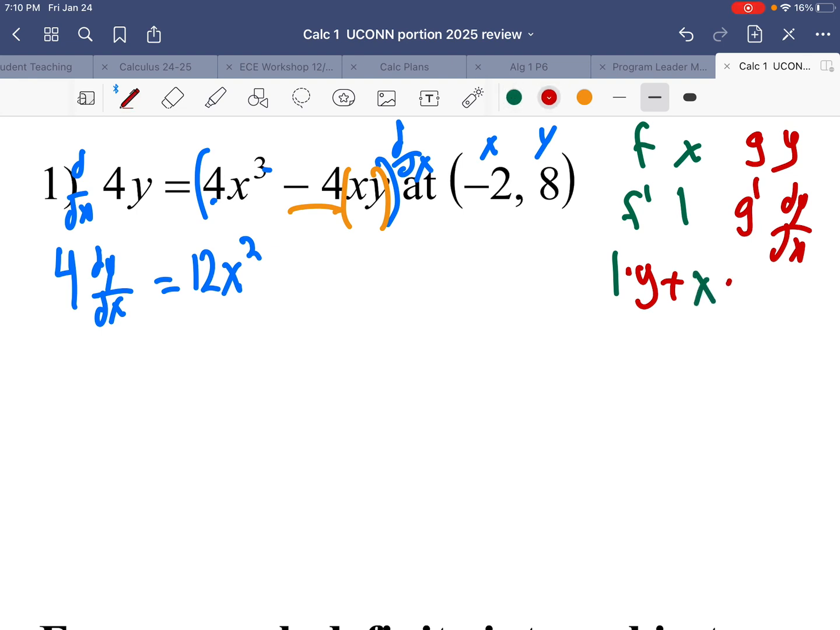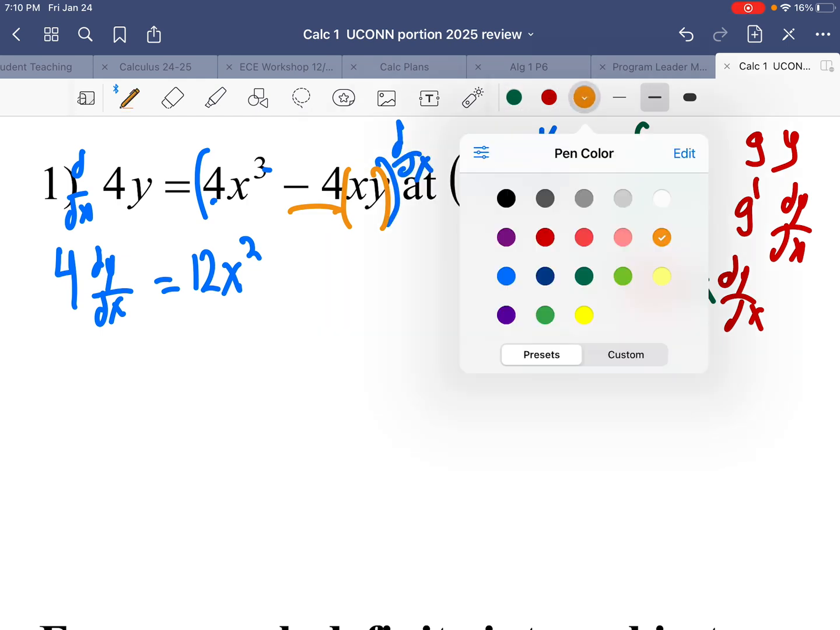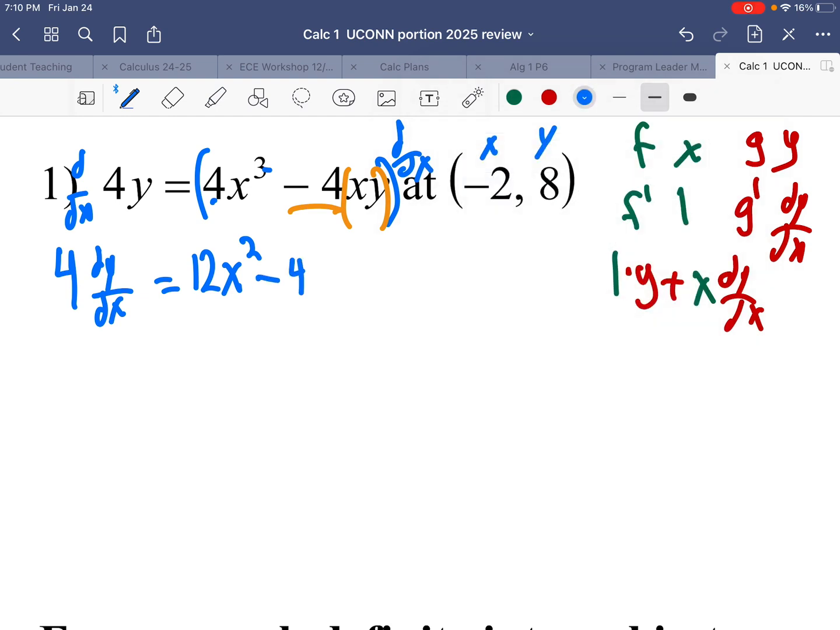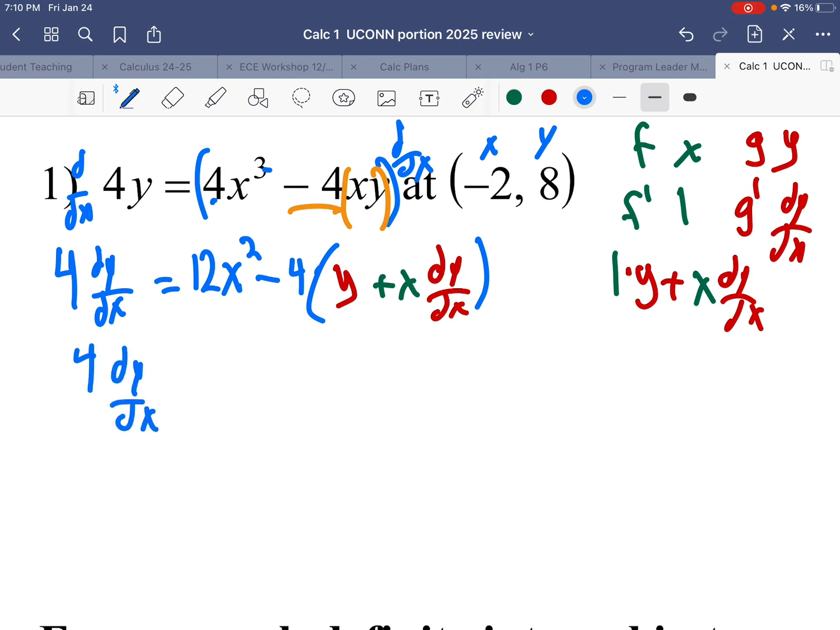So it's like 1 times y plus x dy/dx. I'm subtracting, let me go back to the blue, subtracting 4 times the y plus x dy/dx. So this looks like 4 dy/dx equals 12x squared minus 4y minus 4x dy/dx.